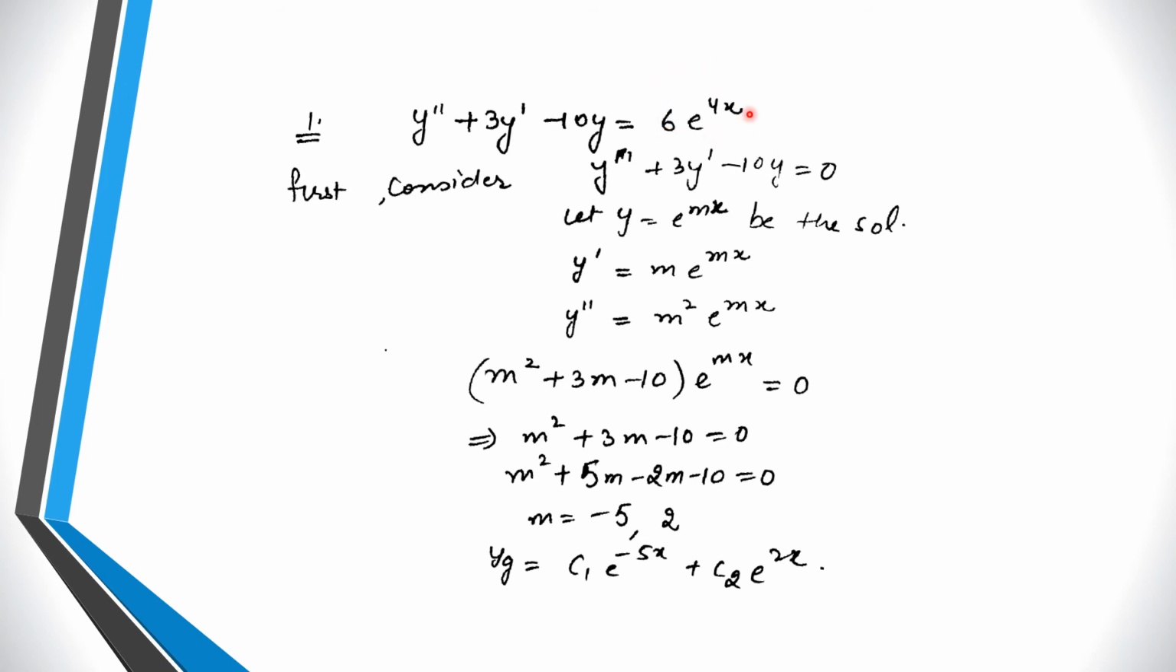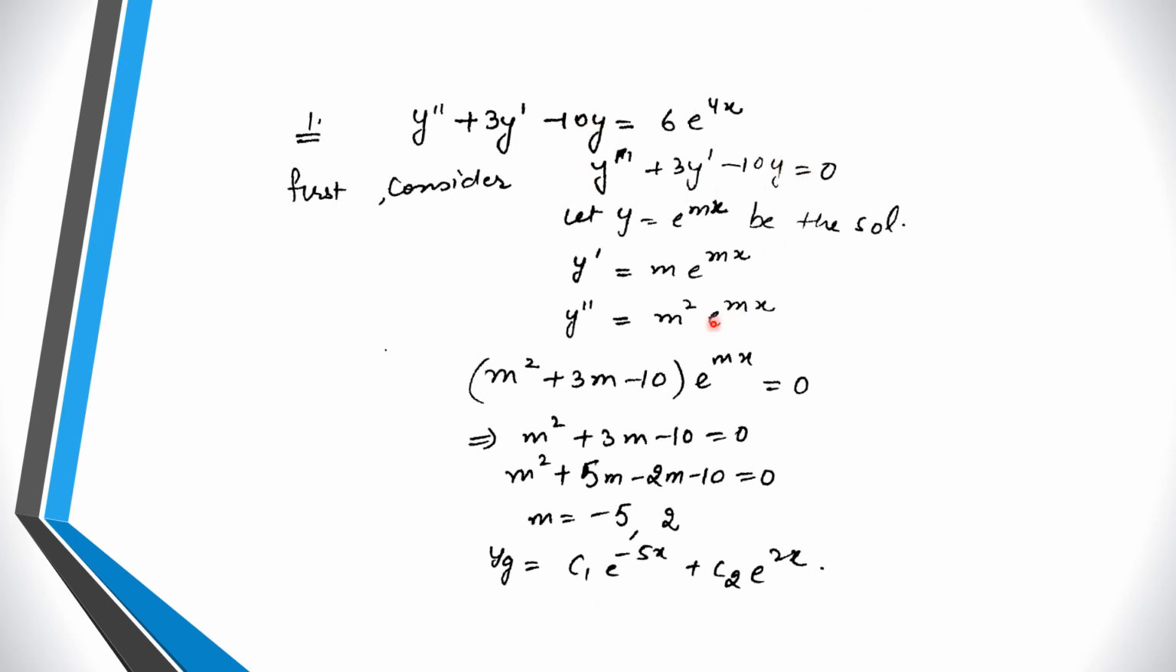In case of non-homogeneous second order differential equation, your R(x) is e to the power 4x. And clearly e to the power 4x is not a solution of your left hand side, because e to the power 4x is not matching with e to the power minus 5x and e to the power 2x. These are the two solutions of your left hand side, right? So e to the power 4x is not a solution of your left hand side.